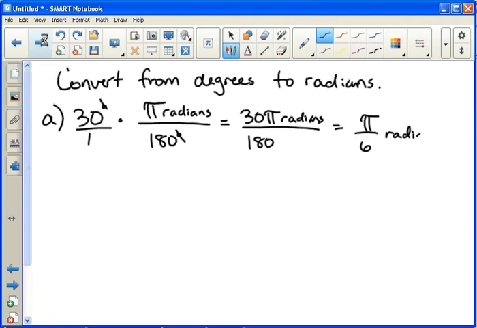So 30 degrees is the exact same thing as pi over 6 radians. Okay, so now let's look at another example. Let's do 90 degrees.